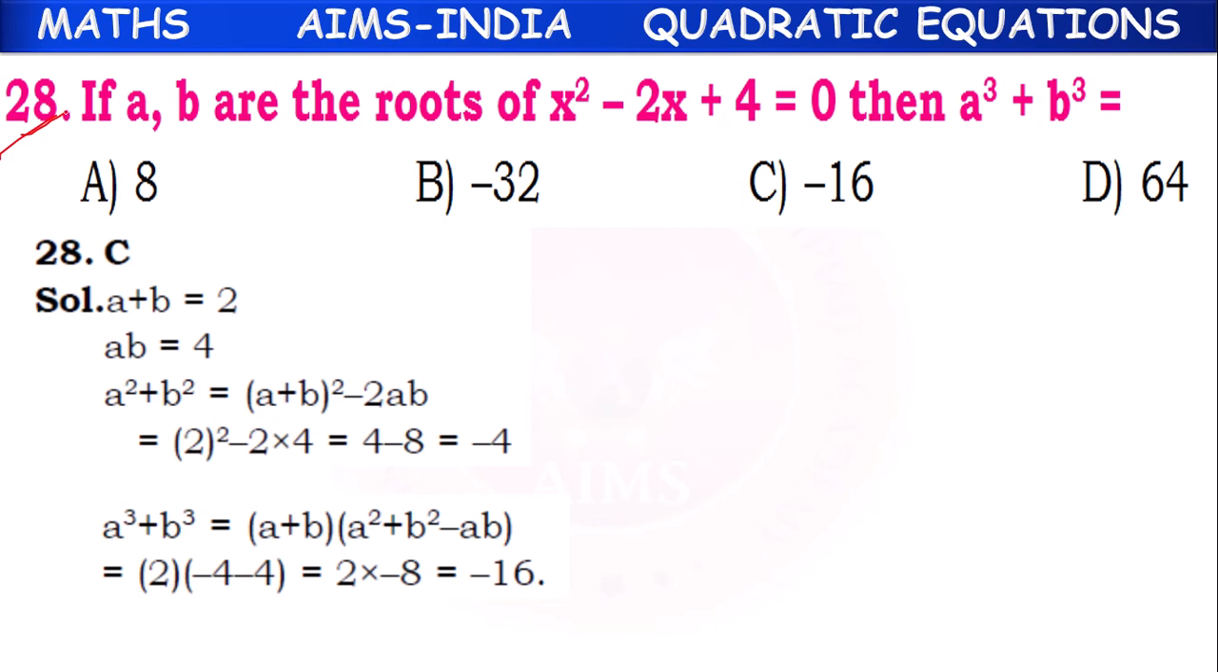Next one, 28th question. If a, b are the roots of x square minus 2x plus 4 equal to 0, then a cube plus b cube how much?